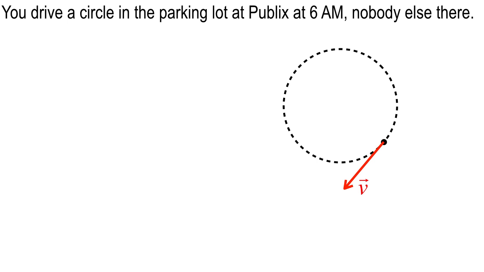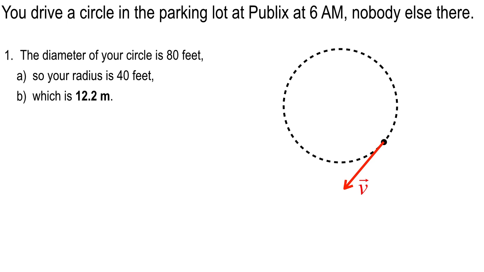All right, you're driving in a circle in the Publix parking lot at 6 a.m., nobody else around. And you're just trying to calculate. Let's see if Dr. B's on the up and up. So let's say that your circle is 80 feet. You're in the parking lot, so that's a pretty nice big circle. Okay, 80 feet. Now that's a radius of 40 feet, and in the metric system that'd be 12.2 meters, approximately.